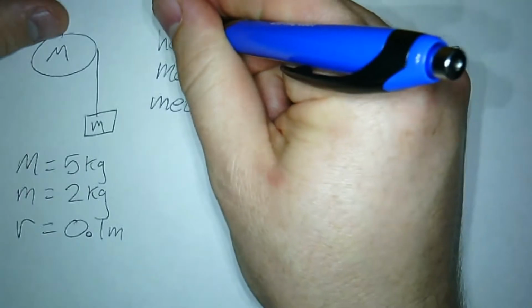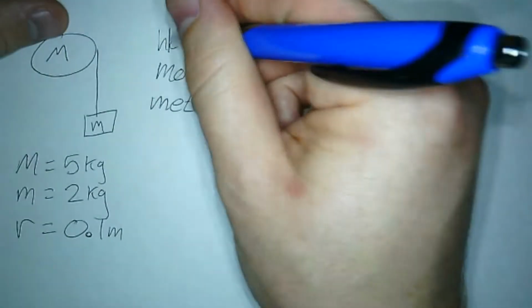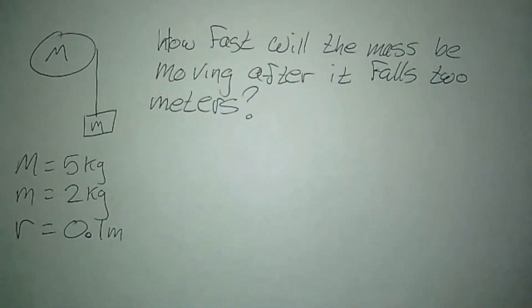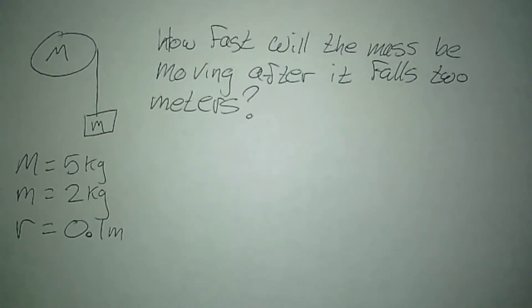Now this problem could be done with torque, and you could find angular acceleration. You can turn that angular acceleration into speed. That's a lot of work. We really should do this with energy. Just like the Atwood machine, it is much more easily done with energy.